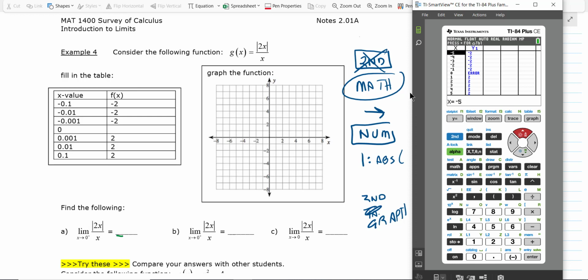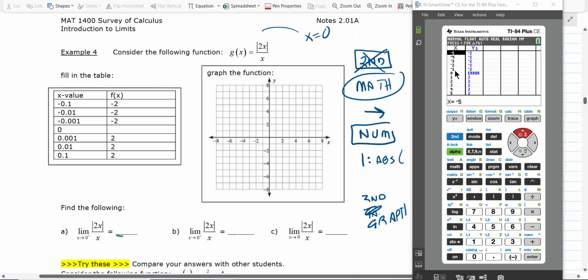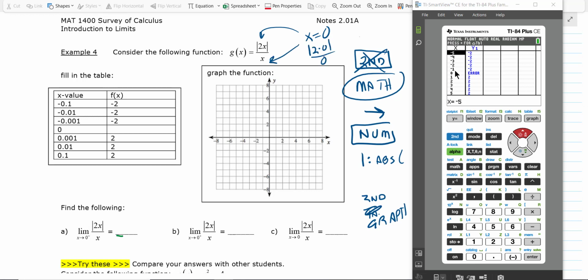So notice what's happening on this. It looks like there's one place where there's an error. And the reason there's an error is because if x is 0, you would end up getting something that's undefined. You would get absolute value of 2 times 0 over 0. So you can't divide by 0, right? So it's undefined right there. So you do not have a function value right there.